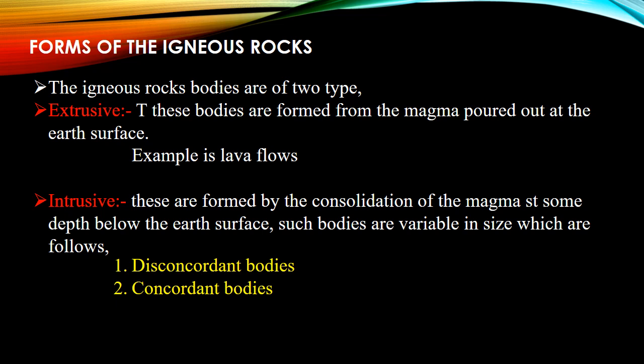On the basis of their shape and variable size in nature, we have two types of intrusive igneous bodies, that is discordant bodies and concordant bodies. So we will see in the next slide what are discordant bodies and what are concordant bodies.